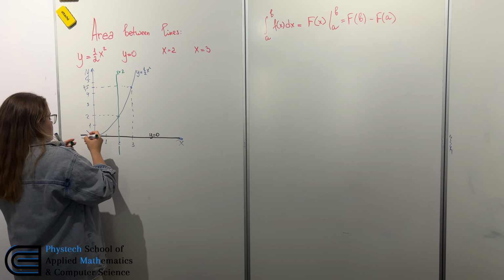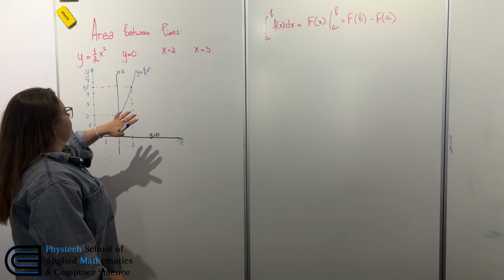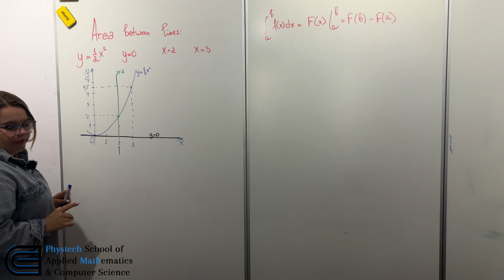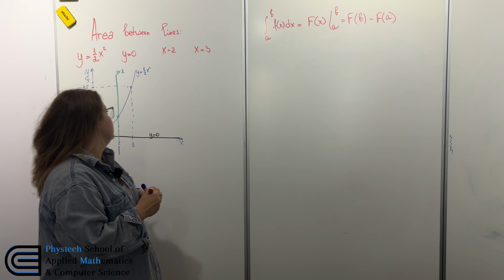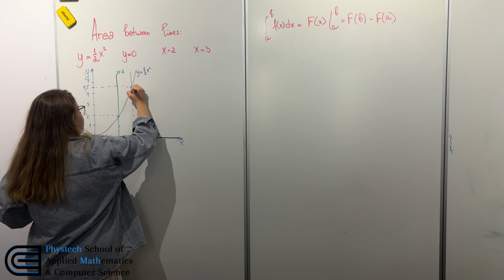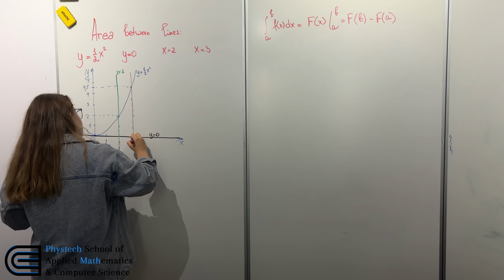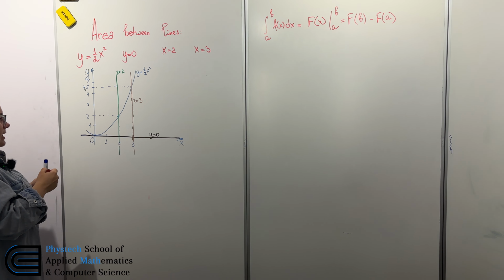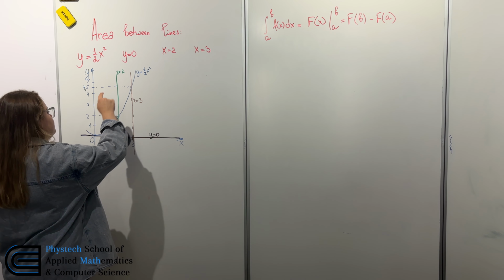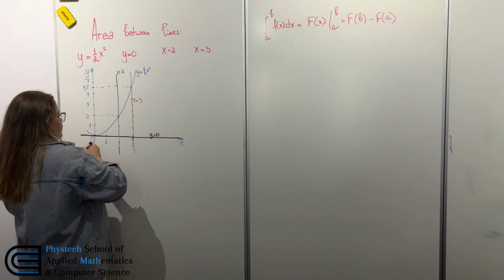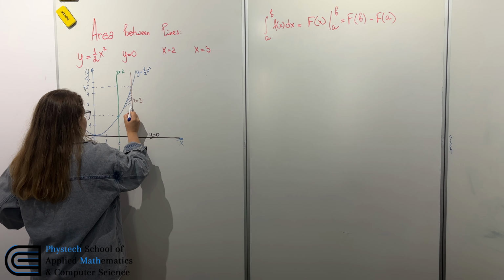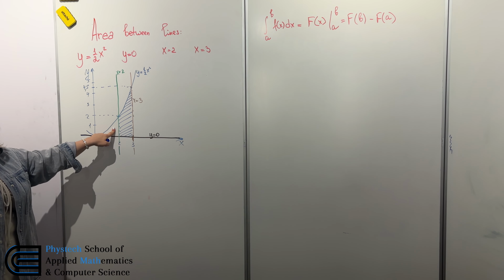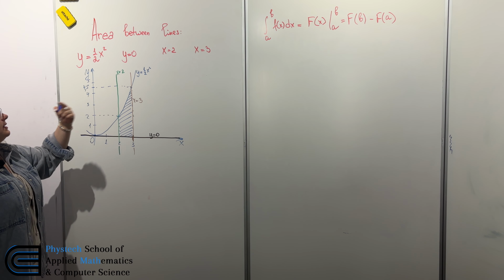Let's write it here. And our final function is x equals 3, and well, it's a different color, this one, x equals 3. And between these four lines there is this area, and we need to calculate, well, this area.